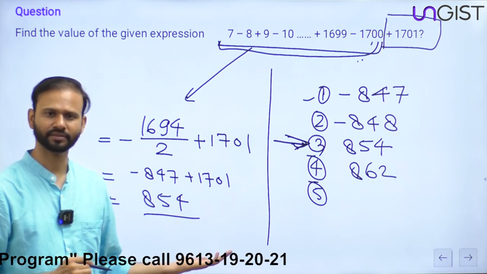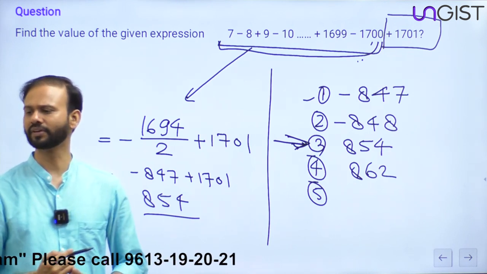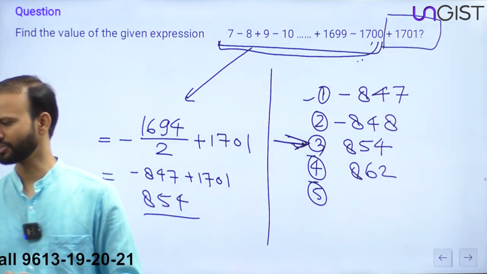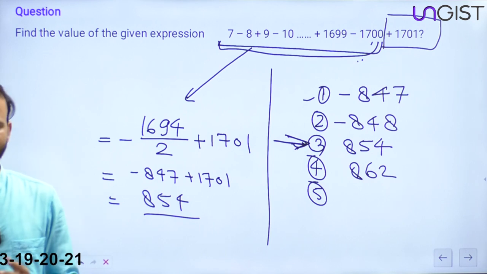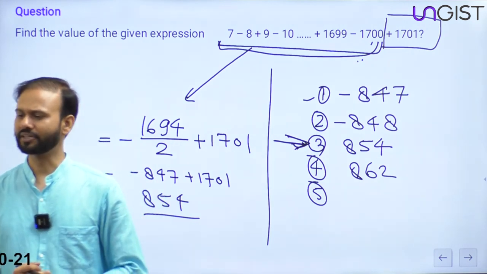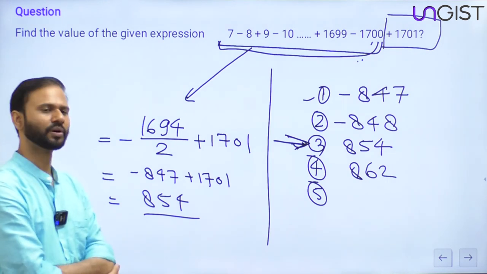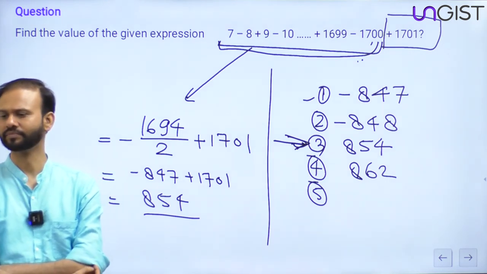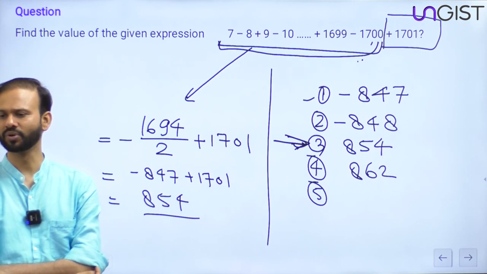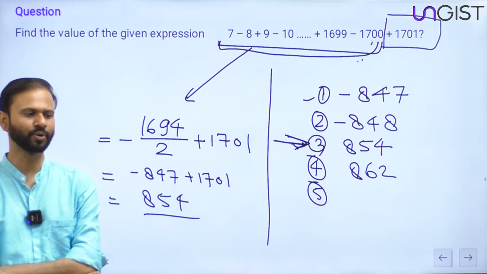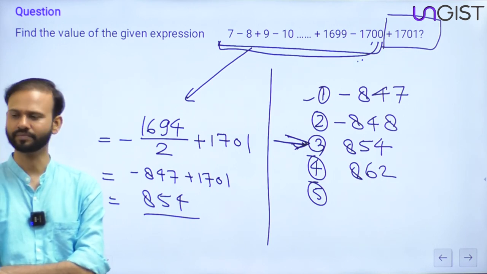Okay, all right, everyone. Roshan Bhagavat, please correct yourself, right? Okay, everyone, fine now. 854 is the correct choice, and that too positive 854, right?